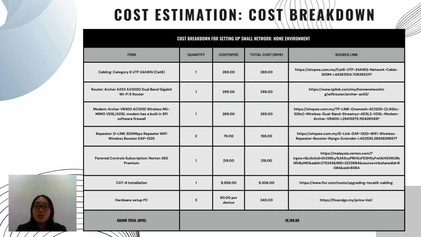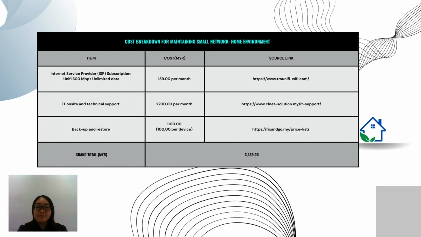Comparison table. The total cost breakdown for setting up a small home network environment is 10,760 ringgit, while the maintenance total cost is 3,439 ringgit. This includes internet service provider subscription, Unifi 300 megabit per second, unlimited data, IT on-site and technical support, and backup and restore.